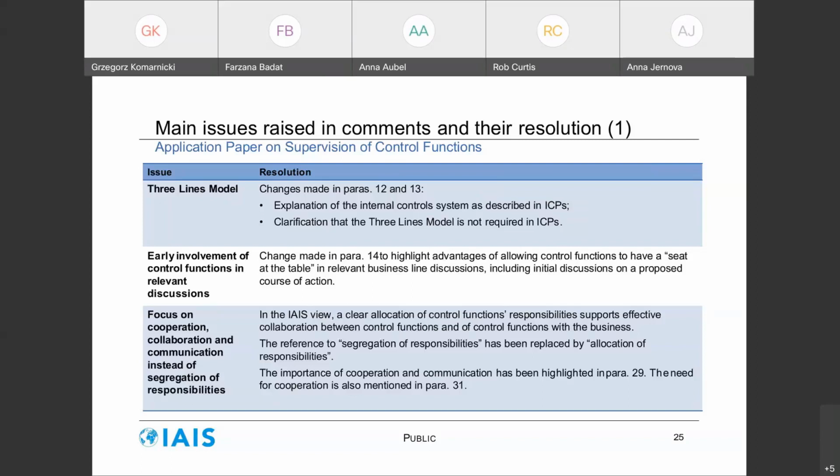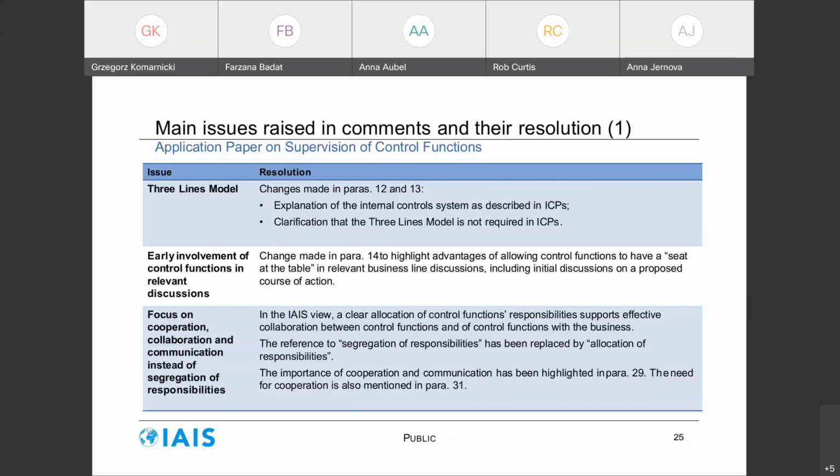There was also a valid point raised in comments that control functions should have a seat at the table in relevant business discussions, including initial discussions. In this way, control functions can provide input early into the process, which facilitates effective and efficient cooperation. So we have reflected this in the language in paragraph 14. There were also comments that the focus should be on cooperation, collaboration, and communication instead of segregation of responsibilities, which is something we focused on in the paper.